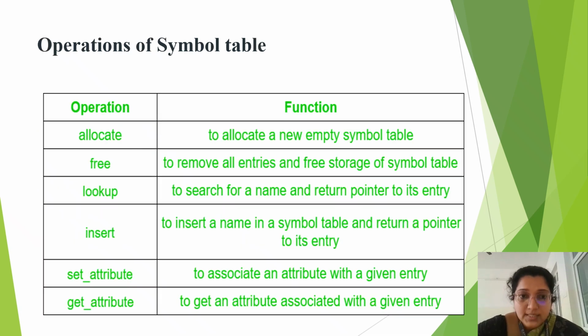Okay, now the operations in the symbol table are allocate. Allocate is an operation which we use to allocate a new empty symbol table. Free is used to delete all the entries in the symbol table. Lookup is to search for a name. Insert is to insert a name into the symbol table. Set attribute is to associate an attribute with a given entry. Get attribute is to get an attribute of a given entry.